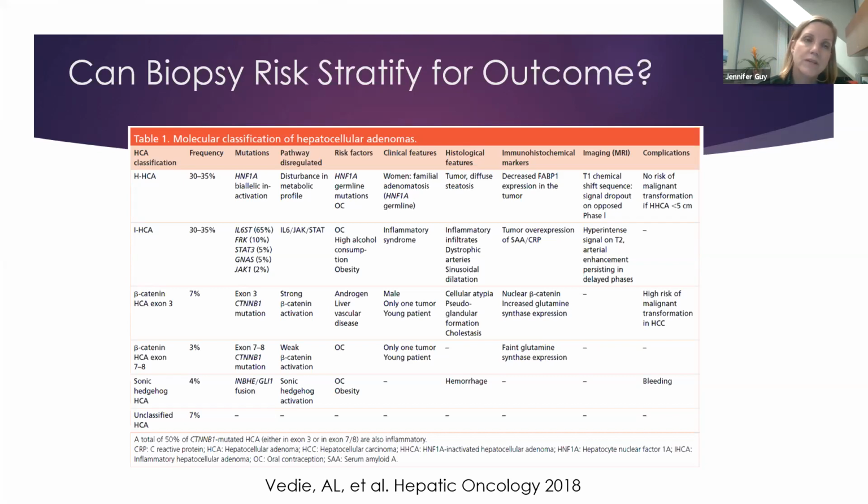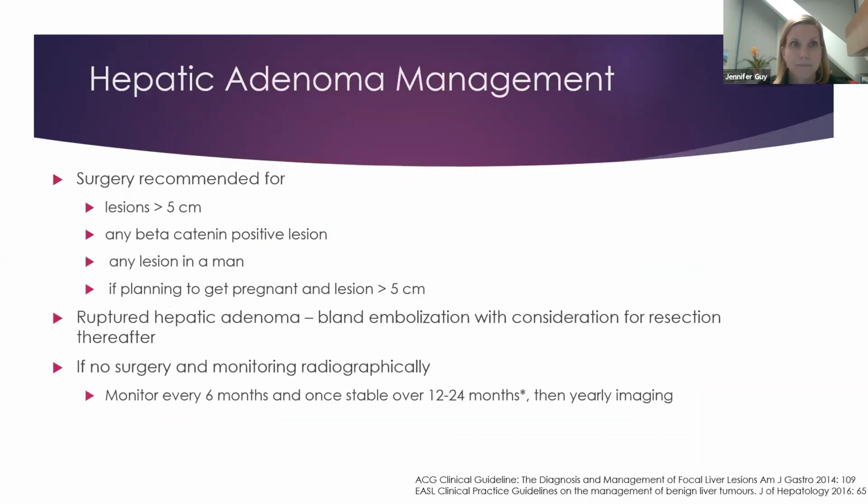The other types of mutations: the beta-catenin in a different exon, we're talking about exon 3 right now, but there are beta-catenin mutations in exon 7 and 8. These do not carry the same malignant transformation risk. There's something called a sonic hedgehog adenoma, which is less than 4%. They have an increased risk of hemorrhage. And then there's some unclassified. But really, our pathologists were really looking for those three main most common adenomas to help us determine if we can think about them and incorporate them in our decision making.